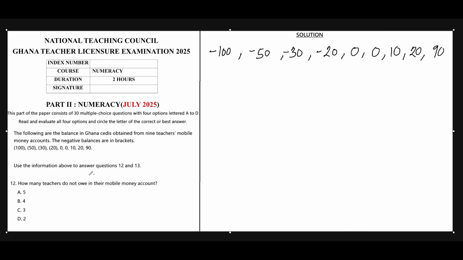So question 12, how many teachers do not owe in their mobile money account? How many teachers do not owe? So let's see. So this teacher does not owe, this teacher does not owe, does not owe. That's not zero. That's not zero. So we have 1, 2, 3, 4, 5. We have 5 teachers who do not owe in their mobile money account. We select option A.